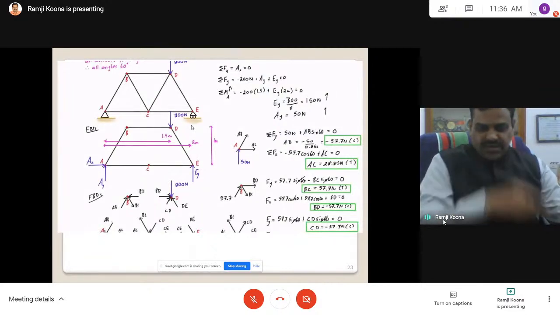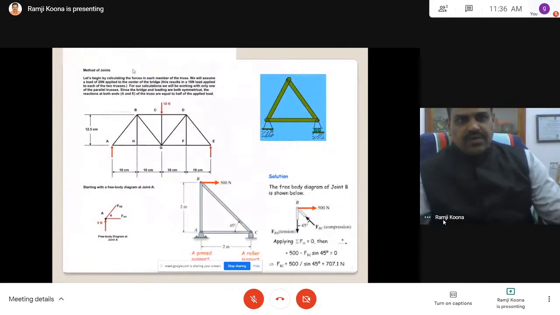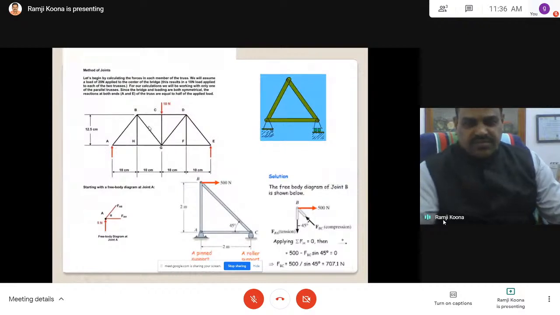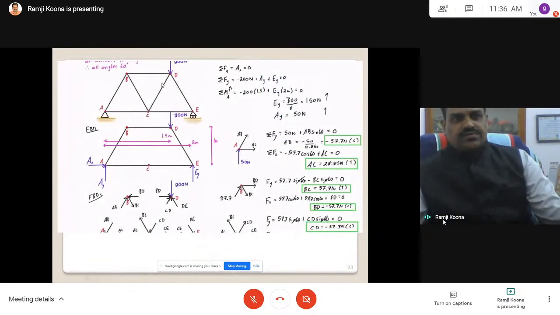Similarly, the same applies in this case, if you consider only one part. This is how this is stable, and this is unstable.